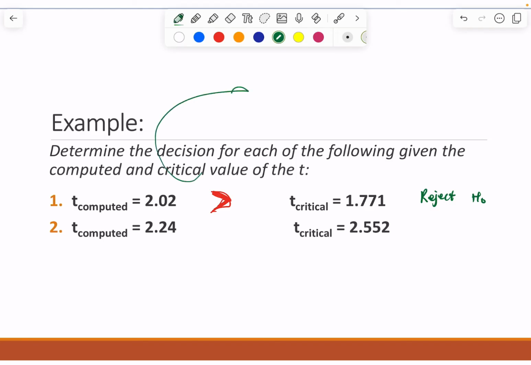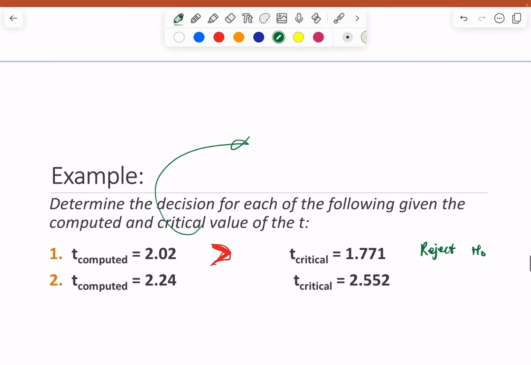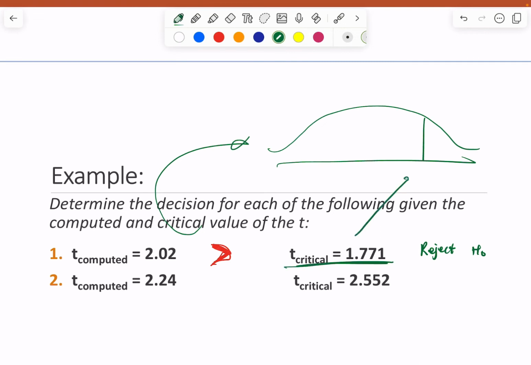You can also check this by making your curve. So, let's make our curve. So, unsa gayod atong basihan sa tail? Okay, ang basihan nato sa tail is ang t critical. Unsa may t critical nato? So, that is 1.771. And then, we have to shade our rejection region. So, this will be our rejection region.